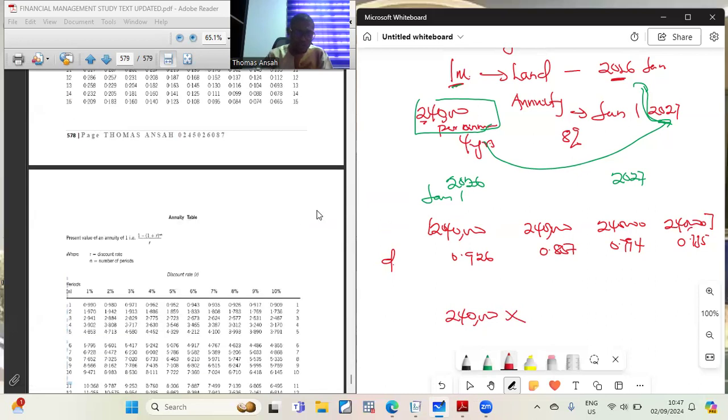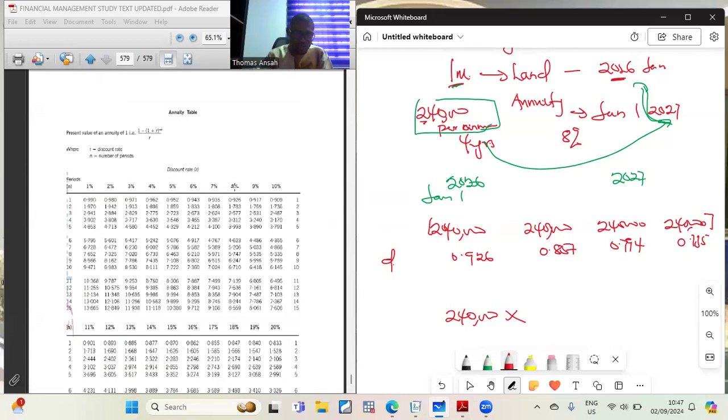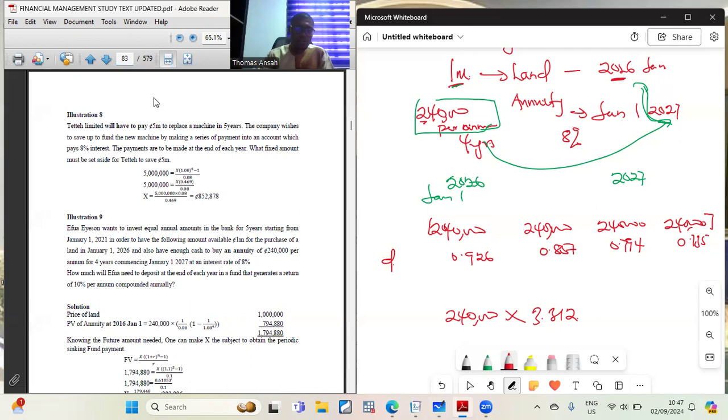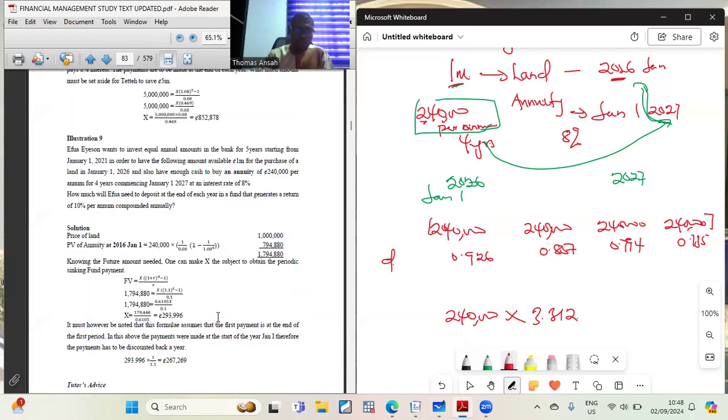So where is that one? 8%, 4 years, which is 3.312. All right, so you can do any of them. You will still get your answer correctly. All right, so here we are back here. If you use this formula, what are you getting?